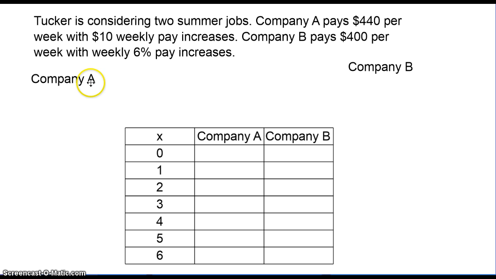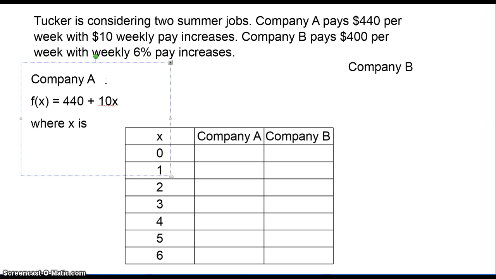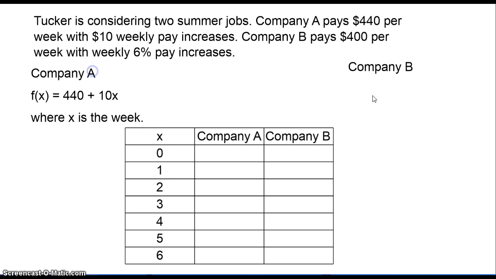First, we're going to come up with functions to describe both Company A and Company B. We'll start with Company A. We get f of x equals, we have our base salary of $440, plus each week he gets $10 increases, so plus 10x, where x is the week. Let's move this up a little bit so it's easier to see.